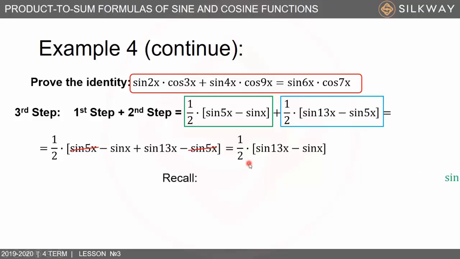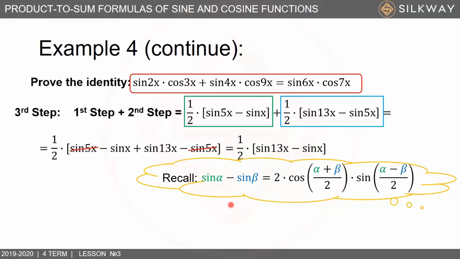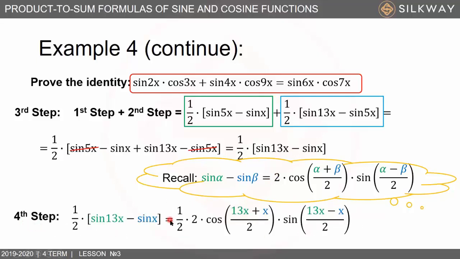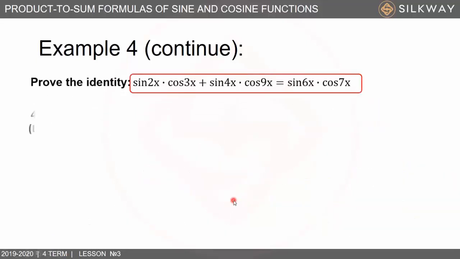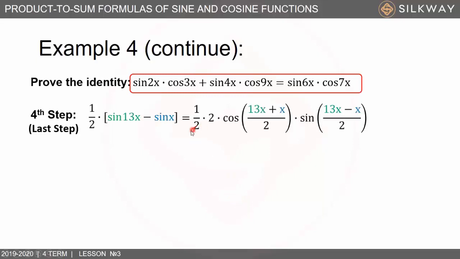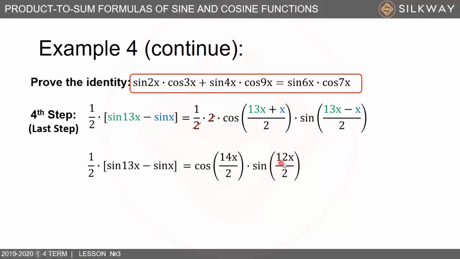Next we must recall this formula, which we passed in the previous lesson. If we use this formula here, fourth step, we get this, and the 2s are simplified here. Then 13x plus x will be 14x, and 13x minus x will be 12x. And 14 and 2 simplified, here will be 7x, and here also will be 6x.